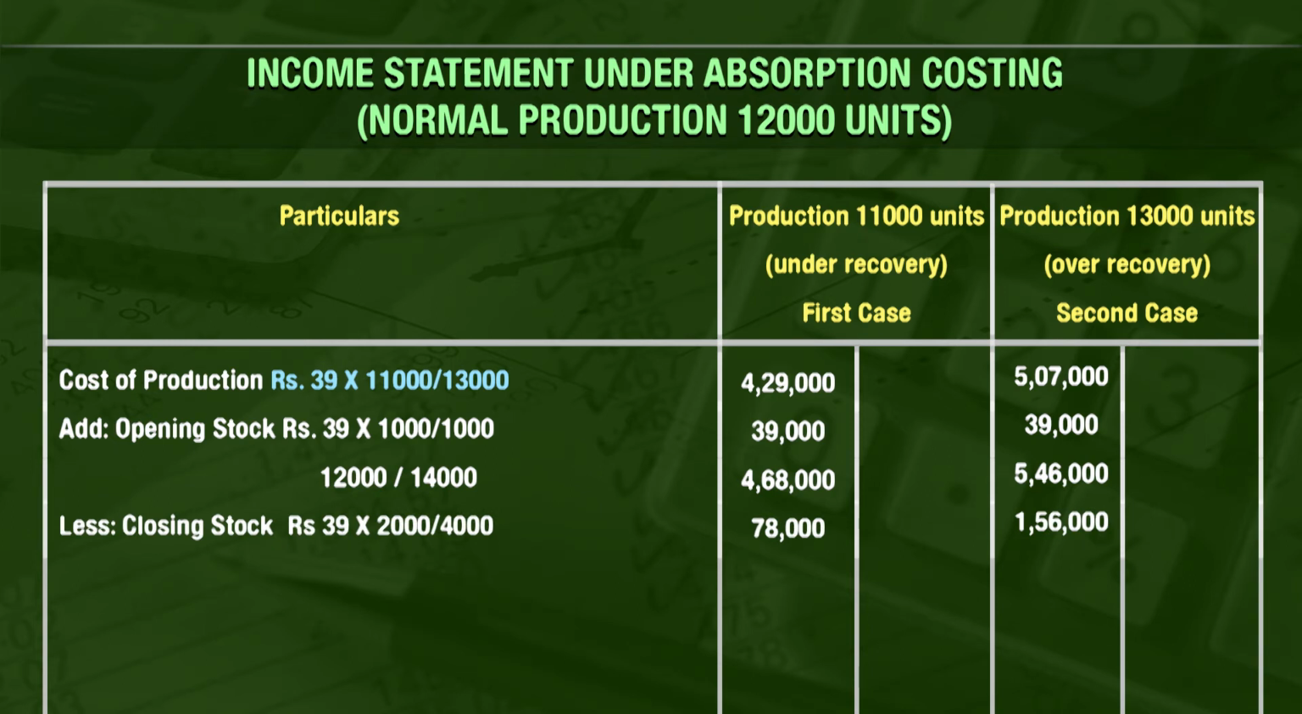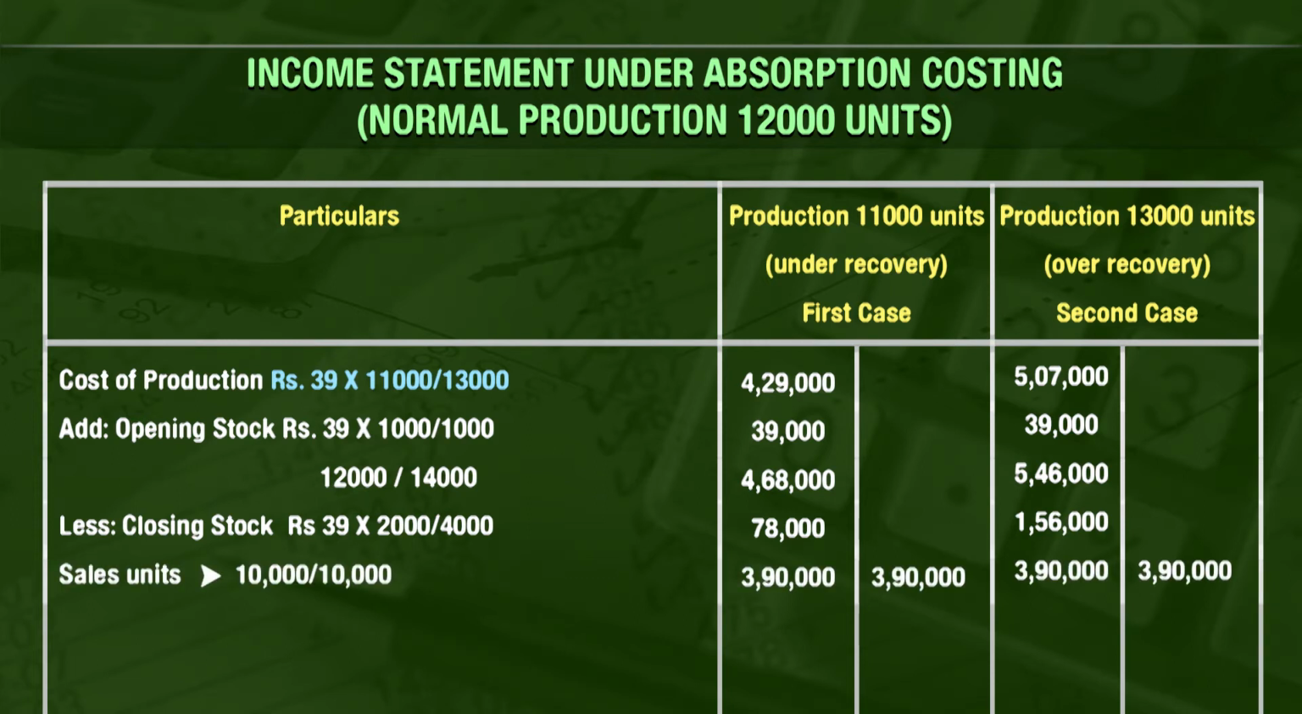Here the units of closing stock are different in the first case and in the second case. In the first case we have closing stock of 2000 units, while in the second case we have closing stock of 4000 units. But the cost per unit would remain same, will be multiplied by 2000 units for first case and will be multiplied by 4000 units in second case. Finally, from this 4,68,000 and 5,46,000 rupees, we have to deduct the value of closing stock, that is 78,000 and 1,56,000 respectively for first case and second case.